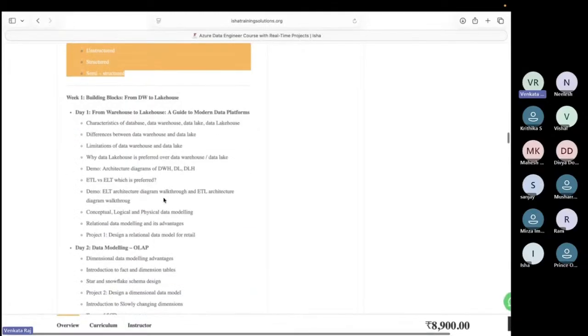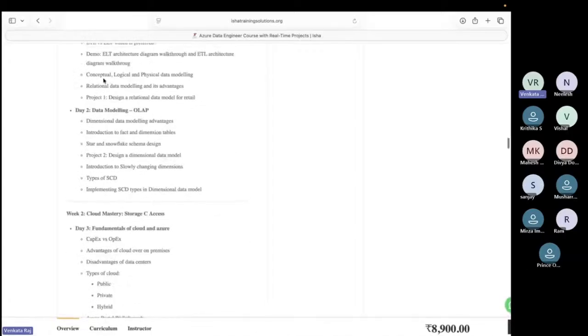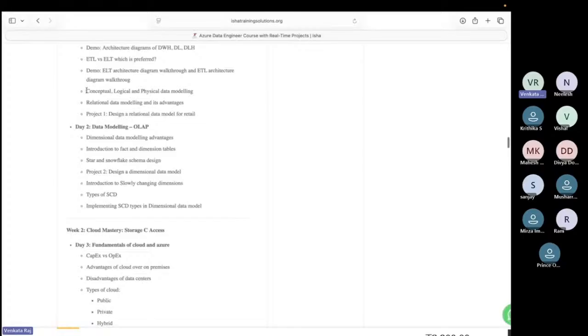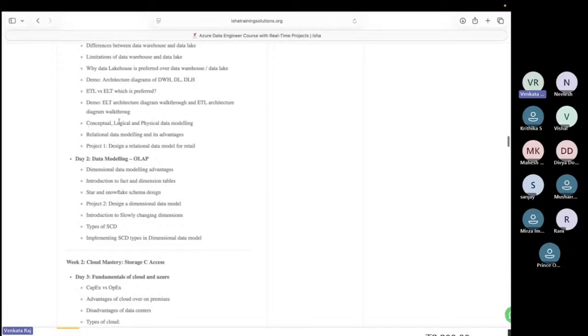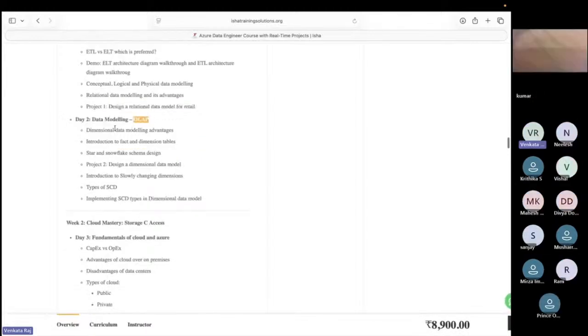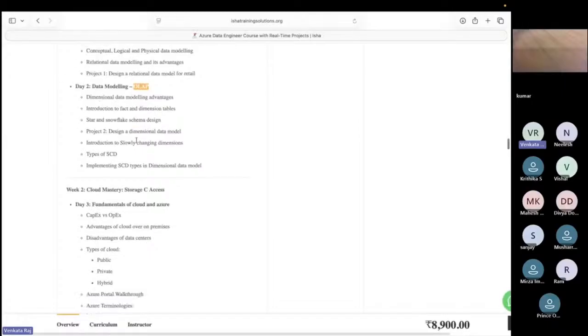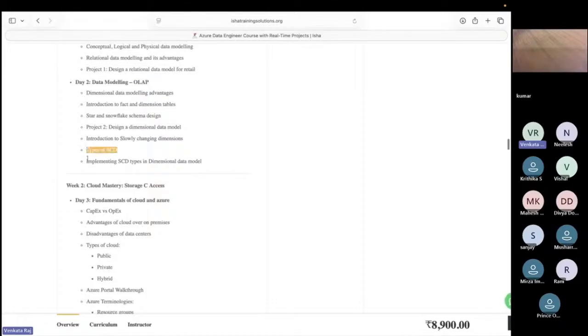Then from day one onwards, we will get started directly with warehouse, data lake, and data lakehouse, because those are some fundamental terms again. And then we will get started with data modeling. Most of the time, we understand the ER diagrams, but we don't understand the conceptual, logical, and physical data modeling. So we'll cover that with a small project. And then we will do the OLAP also, which is going to be for your destination data modeling, that is dimensional data modeling. And we'll also quickly talk about SCD types. We have so many SCD types, and we will talk about that in detail.